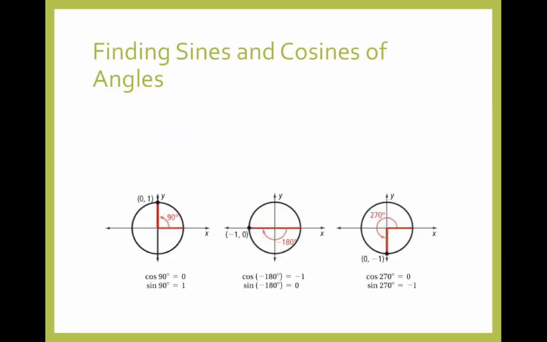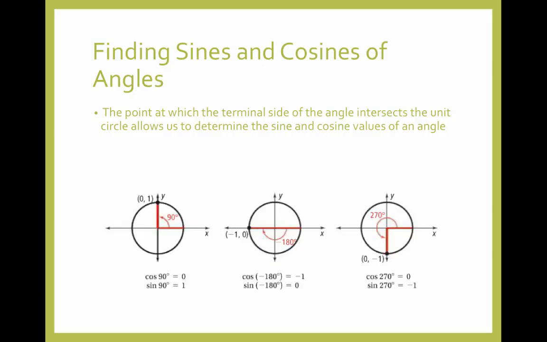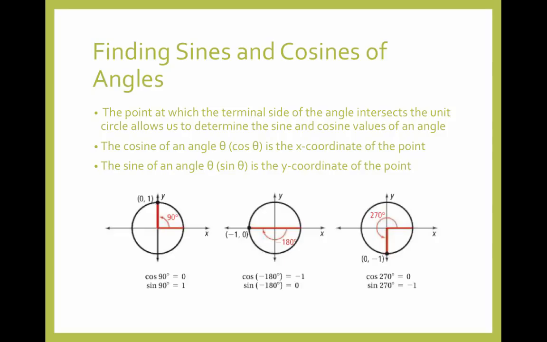So one nice thing about the unit circle is that we can find sines and cosines of angles using the unit circle. So the point at which the terminal side of the angle intersects the unit circle allows us to determine the sine and cosine values of the angle. The cosine of angle theta, so that little circle with a line through the center of it, is a Greek letter theta, and we always use theta as the variable for an angle. So the cosine of angle theta is going to be the x-coordinate of the point. The sine of angle theta is the y-coordinate of the point.